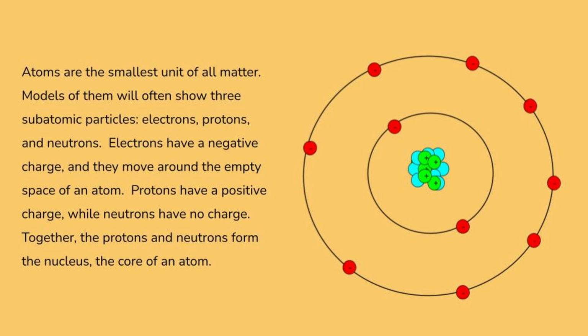Atoms are the smallest unit of all matter. Models of them will often show three subatomic particles: electrons, protons, and neutrons. Electrons have a negative charge and they move around the empty space of an atom. Protons have a positive charge, while neutrons have no charge. Together, the protons and neutrons form the nucleus, the core of an atom.